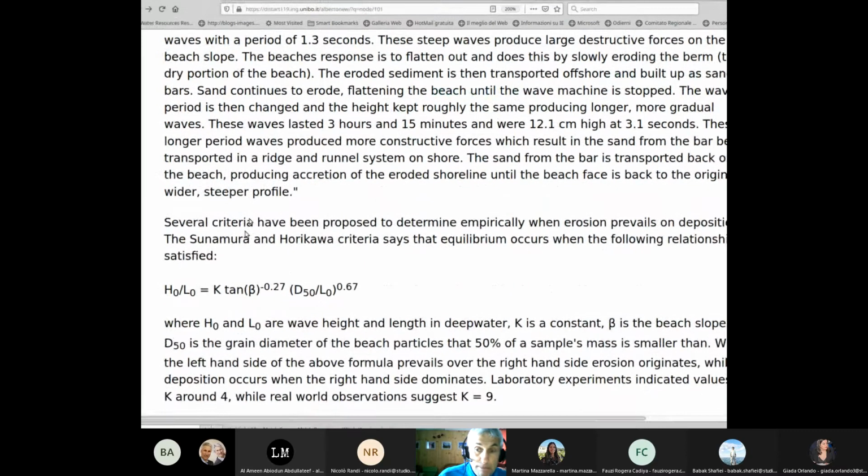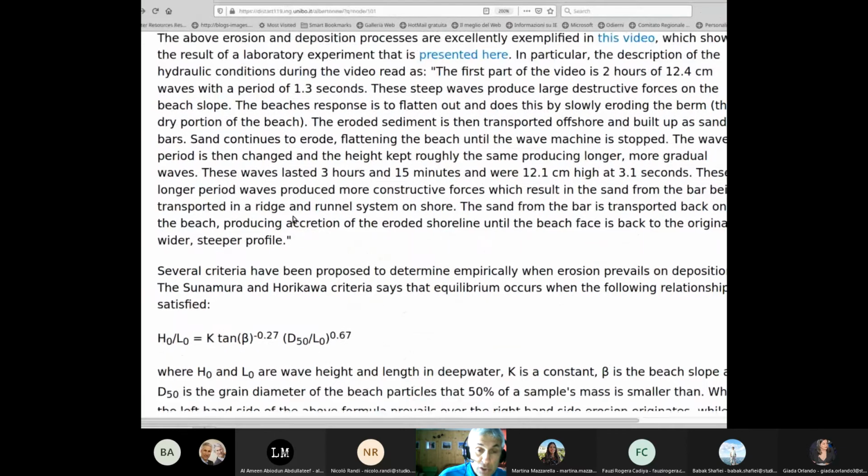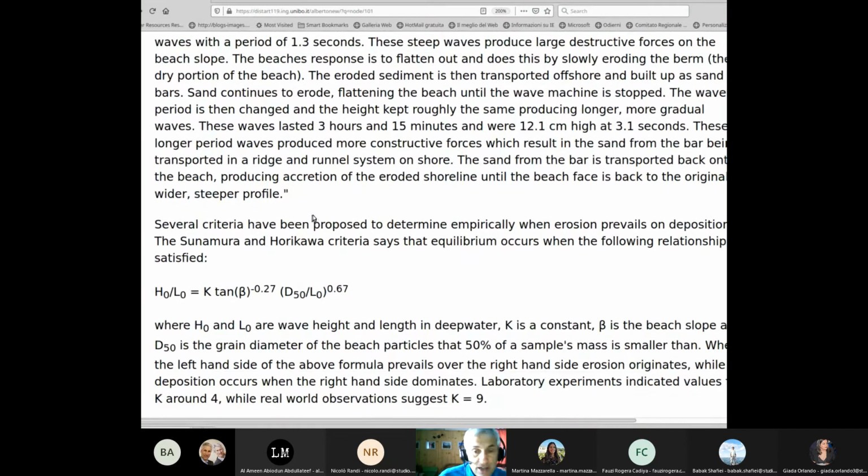Let me also conclude by saying that there are empirical criteria that have been proposed by the literature to try to understand the shape that a beach will take under the action of extreme events, under the action of waves in general, and after given human interventions.